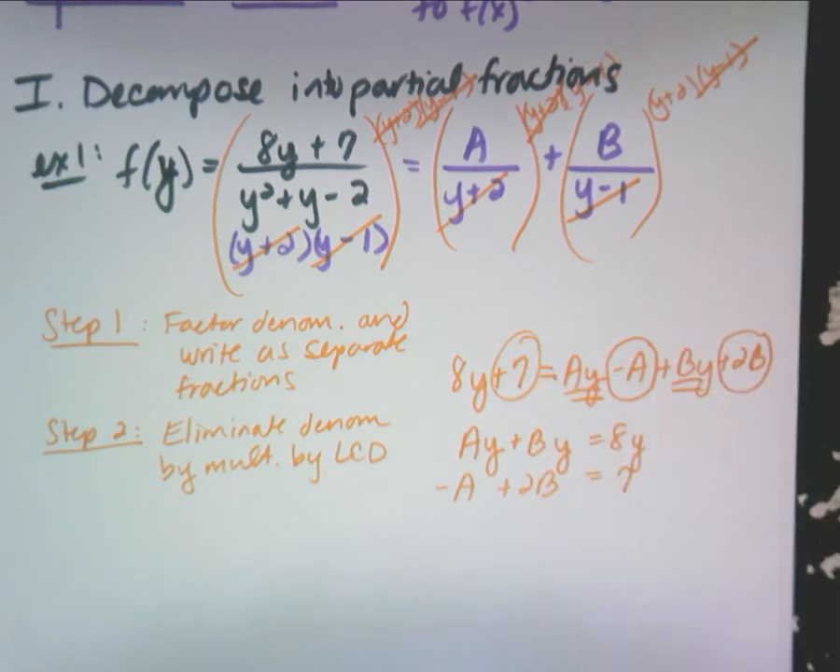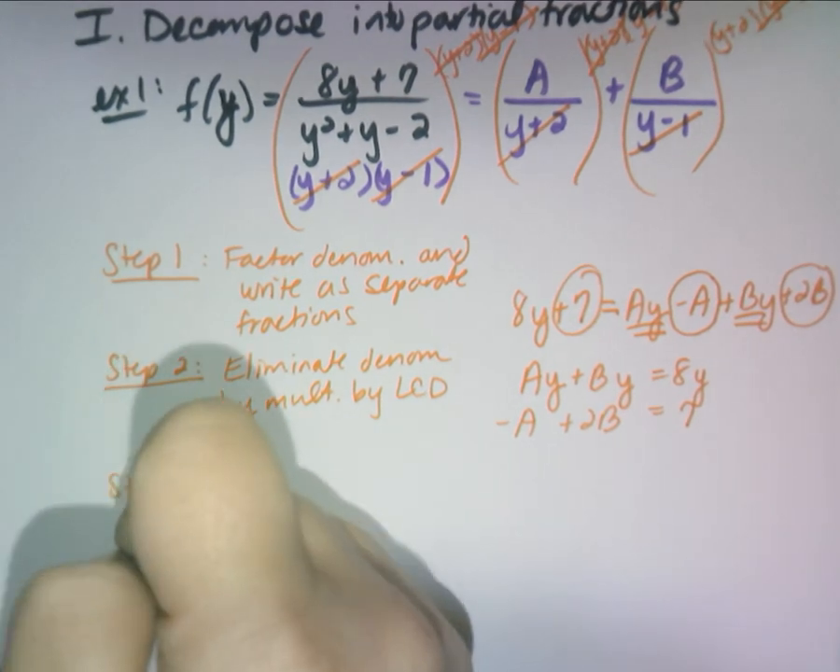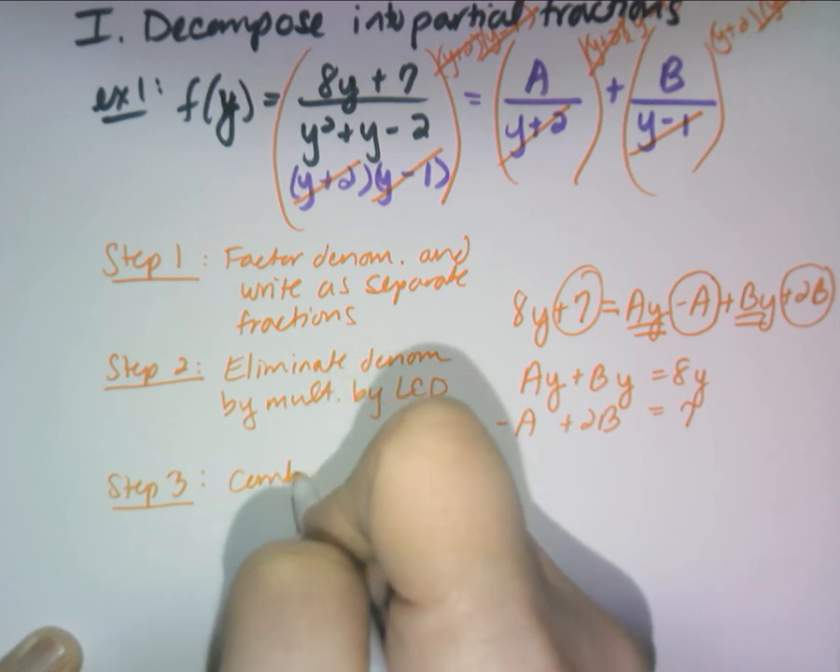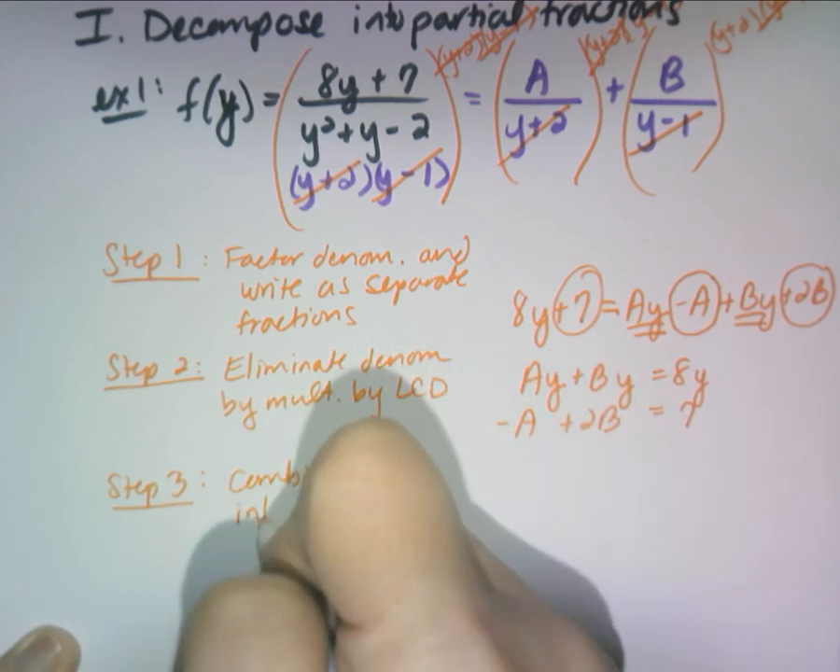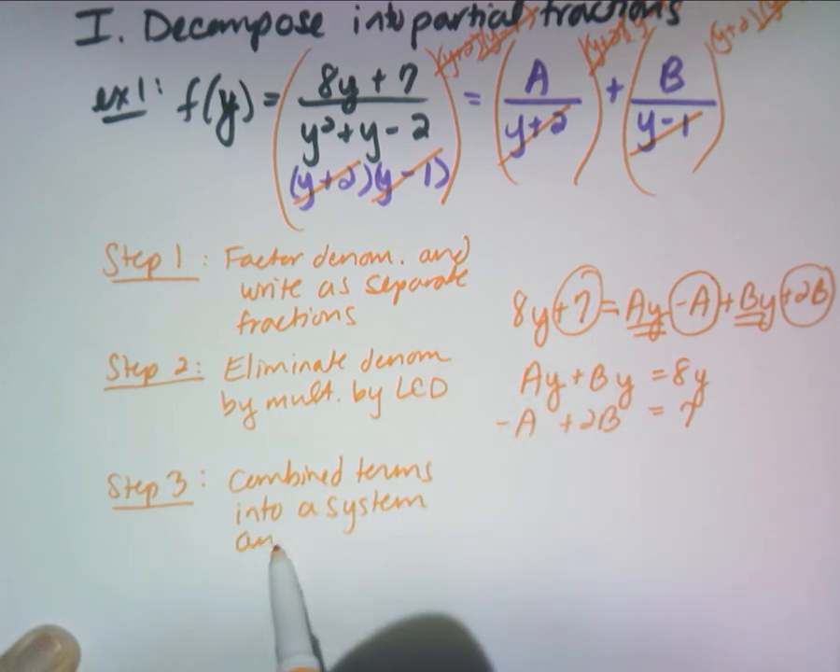What have I just created? A system. More particularly, a system that you could solve with a matrix. That is why this is in the matrices chapter. Okay? So let me call that step 3. Let me explain what we just did. I combined terms into a system and created a matrix.